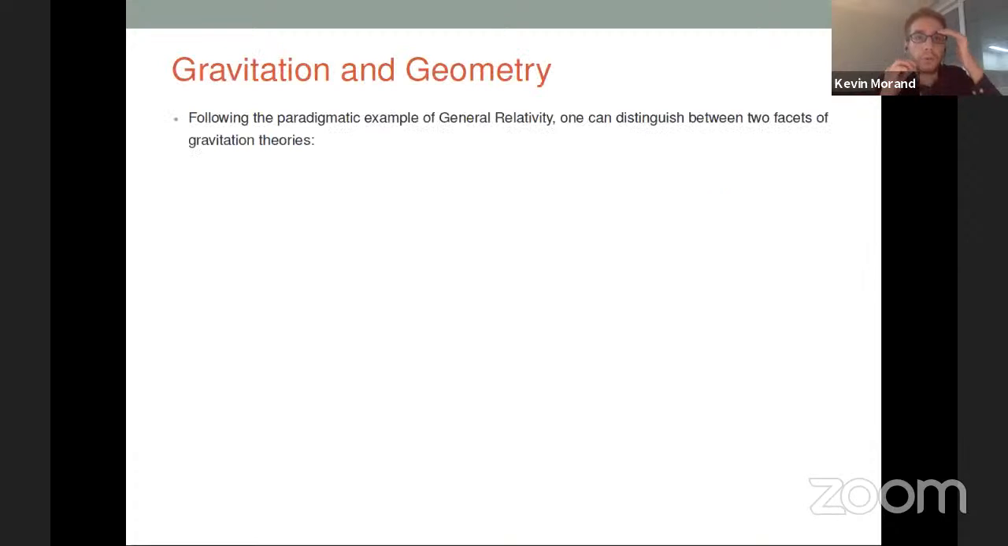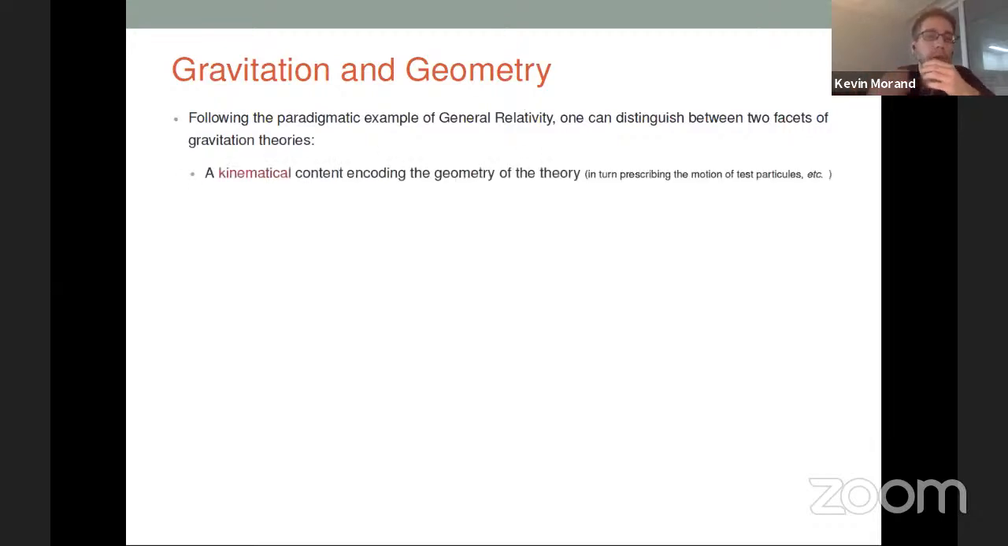Okay, so before going to the detail of this, let me just provide some very basic general remarks regarding the interplay between gravitation and geometry. If we follow the paradigmatic example of general relativity, we can distinguish between two facets of gravitational theories. On the one hand, we have a kinematical content, which encodes the geometry of the theory, and in turn, as we know, prescribes the motion of the test particles and so on.